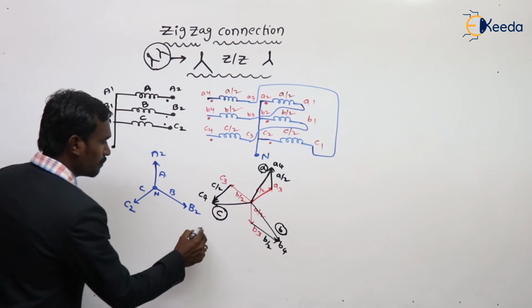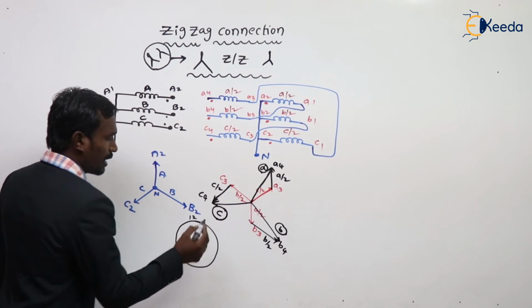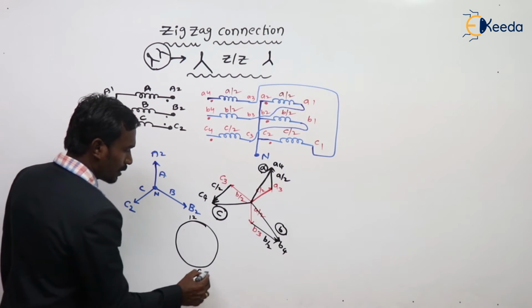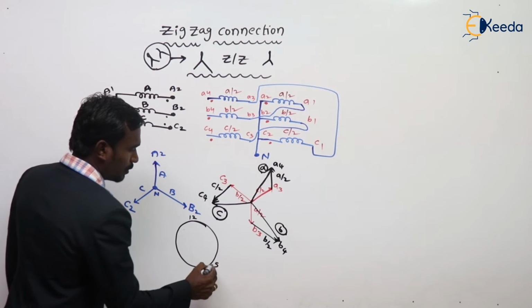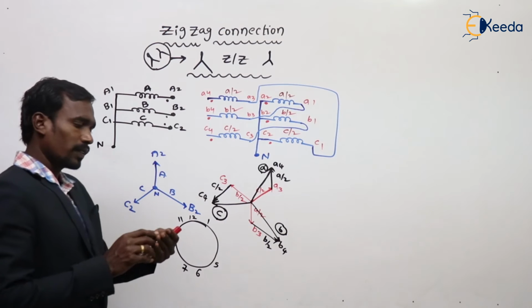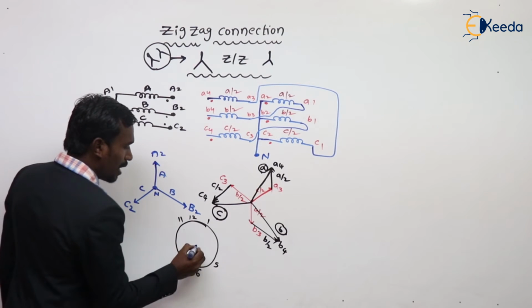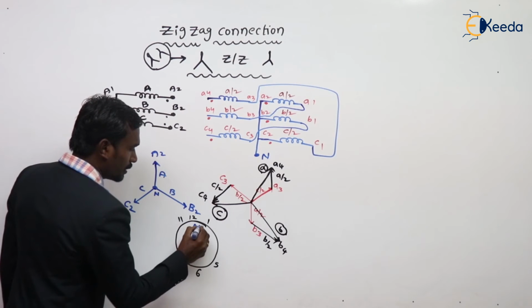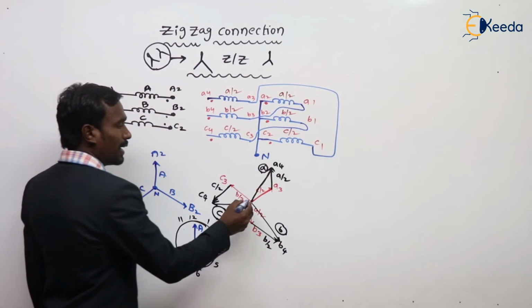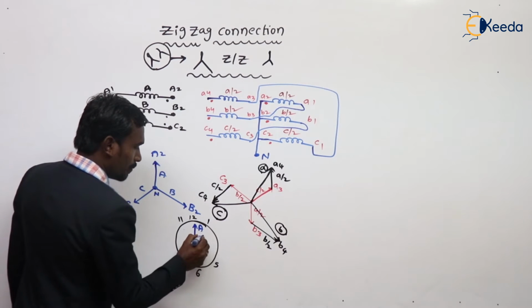Now superimpose them. This is 12 o'clock. This is 6 o'clock. And 5, 7, 11, 1. Let's take the primary always at 12 o'clock. We know this is capital A, and my small a is like this. My small a is here.